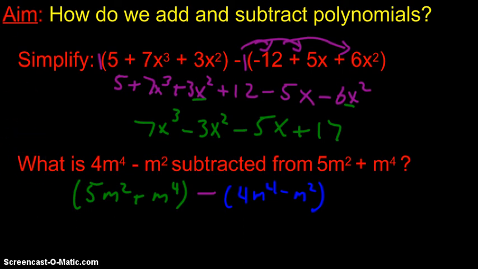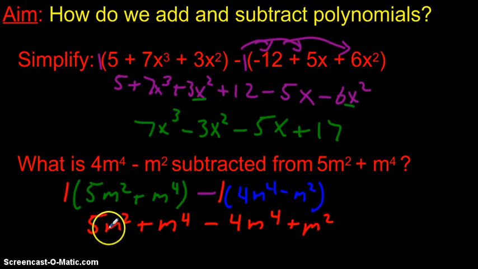So again, there's supposed to be a 1 here, and there's supposed to be a 1 here. And generally in these types of problems, there's always a 1 to distribute. Sometimes it's negative. So that is 5m squared plus m to the fourth minus 4m to the fourth plus m squared. Combine like terms: 5m to the second and m to the second is 6m to the second, and m to the fourth minus 4m to the fourth is minus 3m to the fourth.